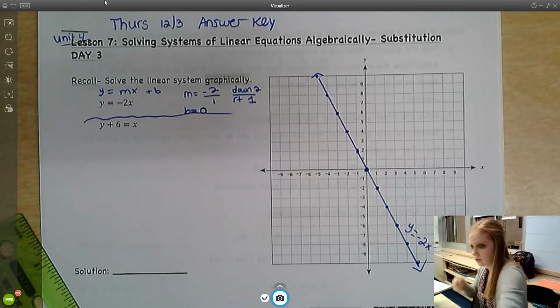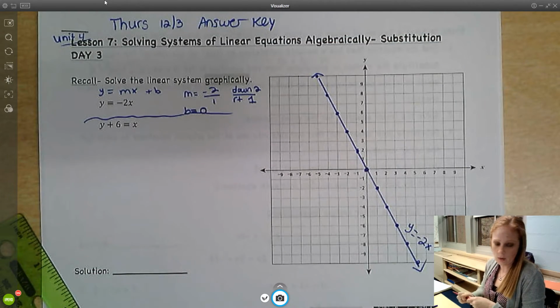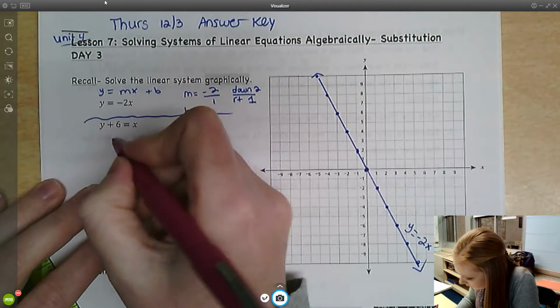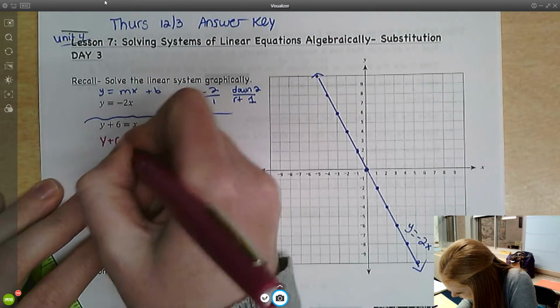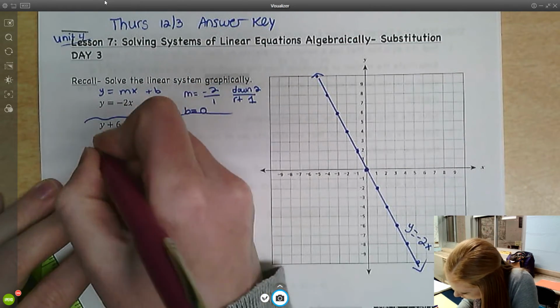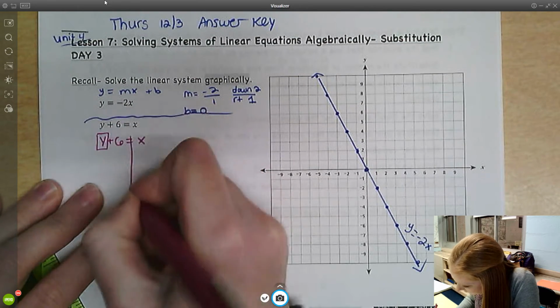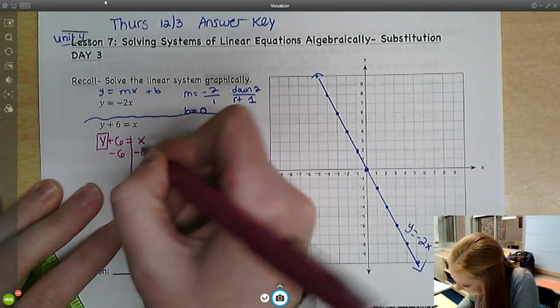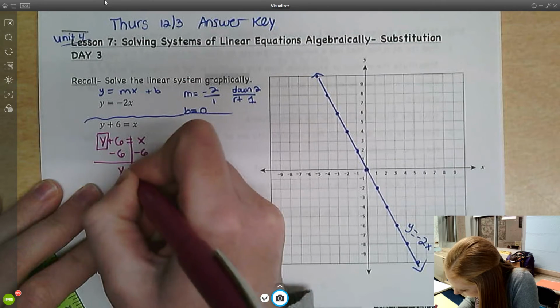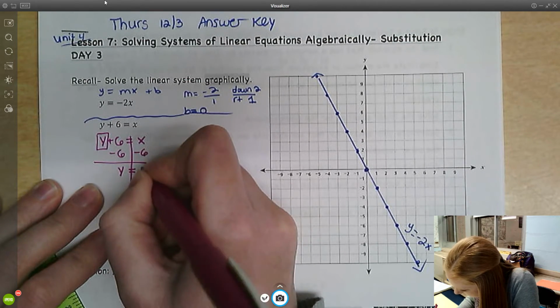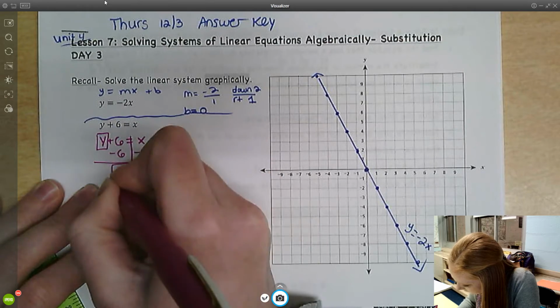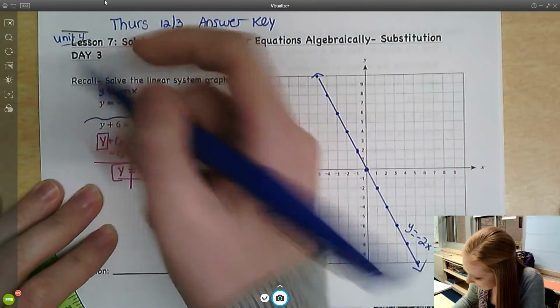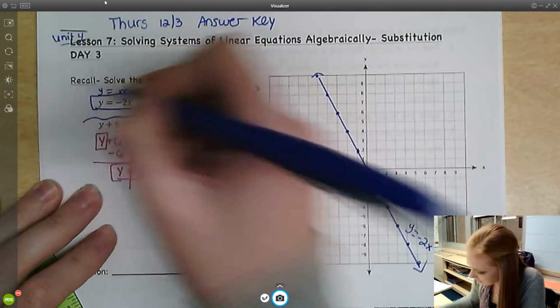All right, now let's graph the second linear equation. This one is not in y equals mx plus b form, so we need to move some terms around. I'm just going to rewrite it. We want to get the y by itself, so we're going to minus 6 on both sides, and then we'll end up with y equals x minus 6. This is in y equals mx plus b form now. I'm just going to box in both equations so we can clearly see it.